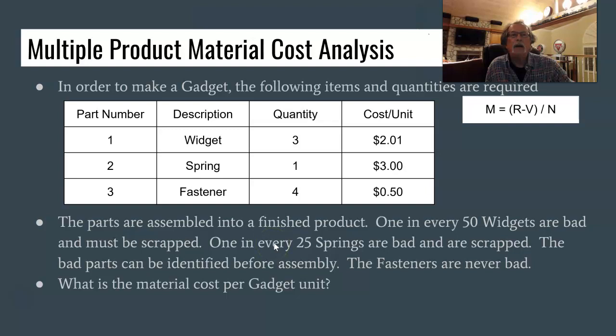Now, let's change this a little bit. The parts are assembled into a finished product. 1 in every 50 widgets are bad and must be scrapped. 1 in 25 springs are bad and are scrapped. The bad parts can be identified before assembly, and the fasteners are never bad. That's important. The bad parts can be identified before assembly, because that means you don't need to take them apart. What is the material cost per gadget unit?